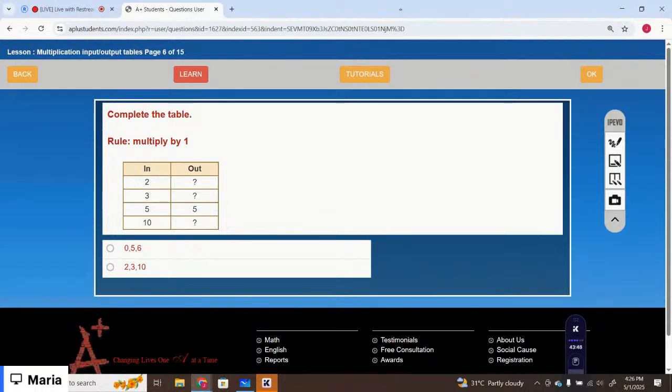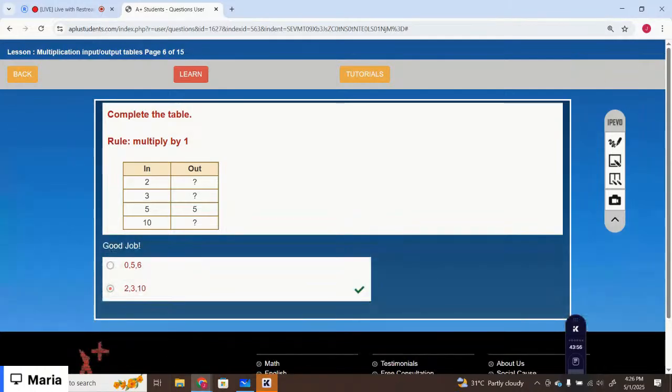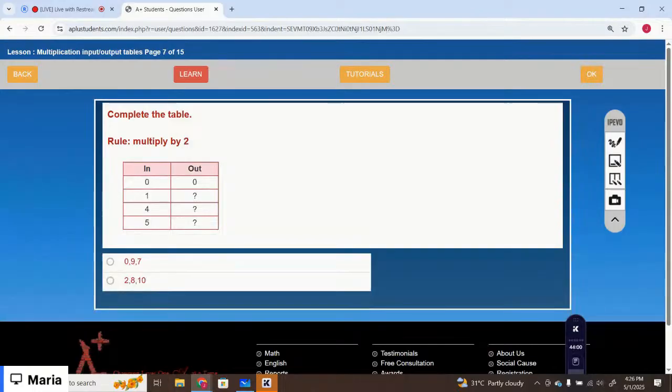Option number 2 is the correct option. 2, 3, and 10. Option 2 is the correct option. Complete the table, multiply by 2. So which is the correct option?